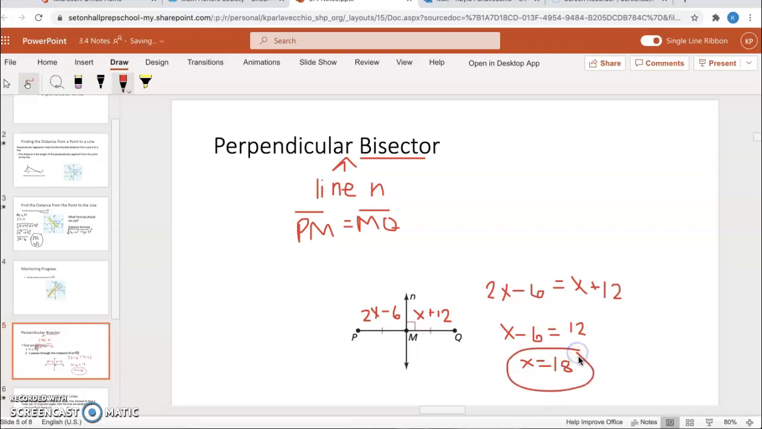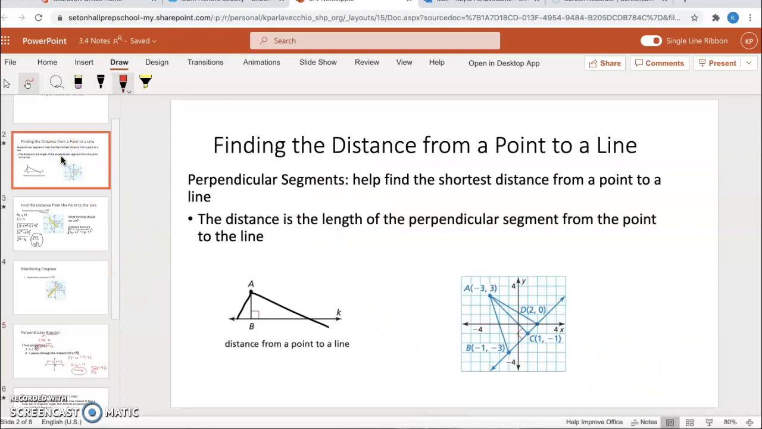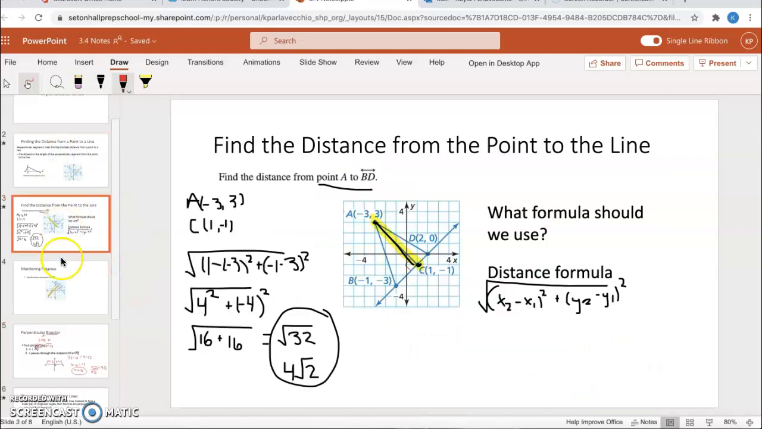You would also then be able to find the segment lengths. So maybe I wanted to find the length of MQ. The length of MQ would be 18 plus 12, which is 30. You could find the length of PQ. So that would be 60 because you would just double it. But I don't really give too many questions like this on the quiz. I focus more so on the distance formula again. So make sure you remember that.